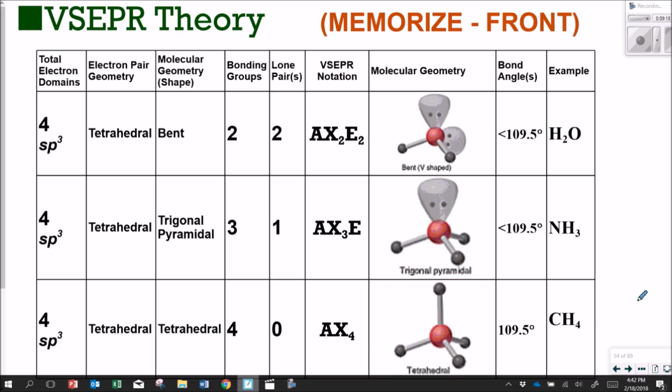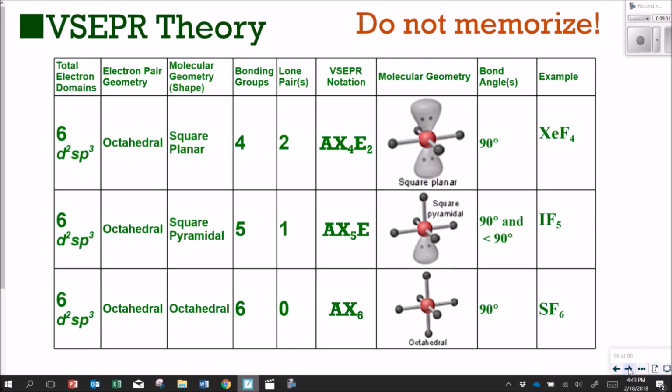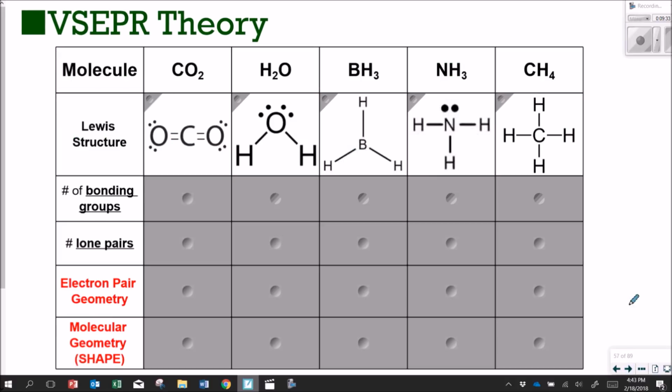This is also a part of the front page, so you do have to memorize the rest of these shapes, and you will need to practice some more. This is the back page, and you do not have to memorize that side. Same thing, this is part of the back page. Now I want you to pause the video and to practice finding out the electron pair geometry, molecular geometry, and bond angle for all these molecules.